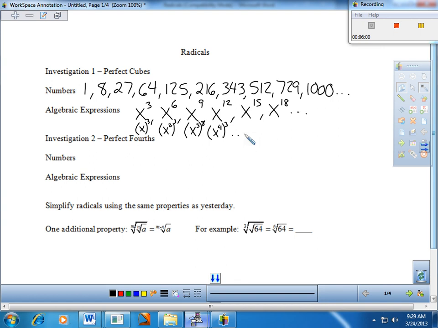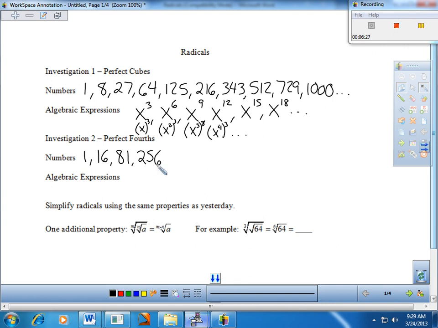All right, let's go fourths. We'll go up to probably fifth roots on this, and I'm not going to do an investigation on fifths, but you can use the same premise. So fourths, guys. 1 to the 4th, again, irrelevant, but it is. 2 to the 4th, 16. 3 to the 4th, 81. 4 to the 4th, 256.